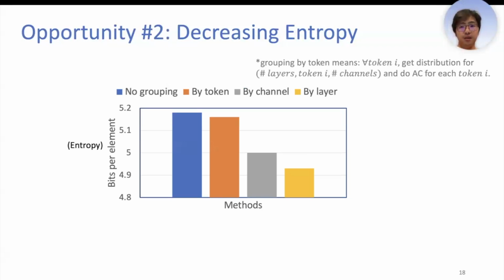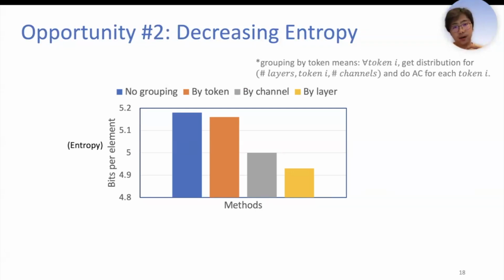So this graph shows, the y-axis is the bit per element, or you can think of it as a representation of entropy, and there are different bars. So the blue bar is the very naive baseline, which is you take the key cache, and then you don't do anything at all. You just take the distribution of the whole elements in this key cache and you compress them as a whole.